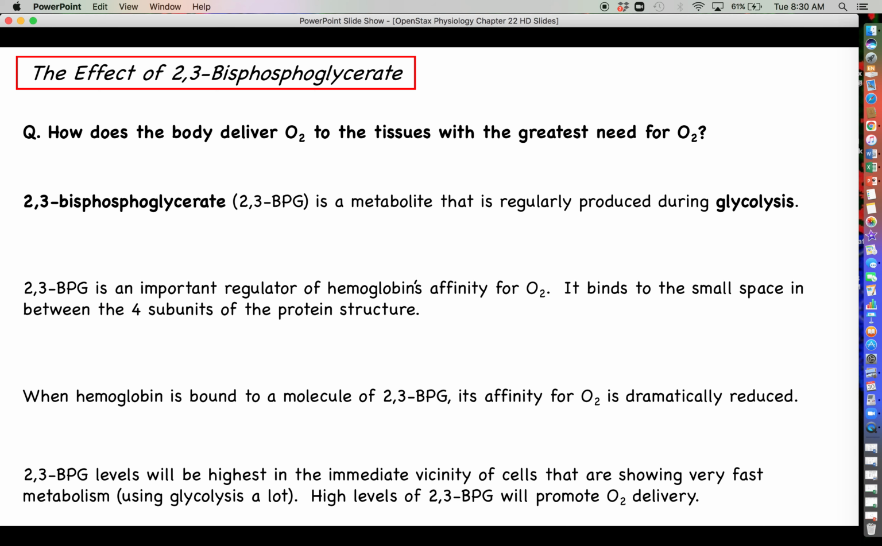So these 2,3-BPG levels will be highest in the immediate vicinity of cells that are showing very, very fast metabolism, using glycolysis a lot, producing a lot of this 2,3-BPG, and this acts as an indicator of which cells need the oxygen the most, and hemoglobin will prioritize them for getting them the most oxygen delivery.